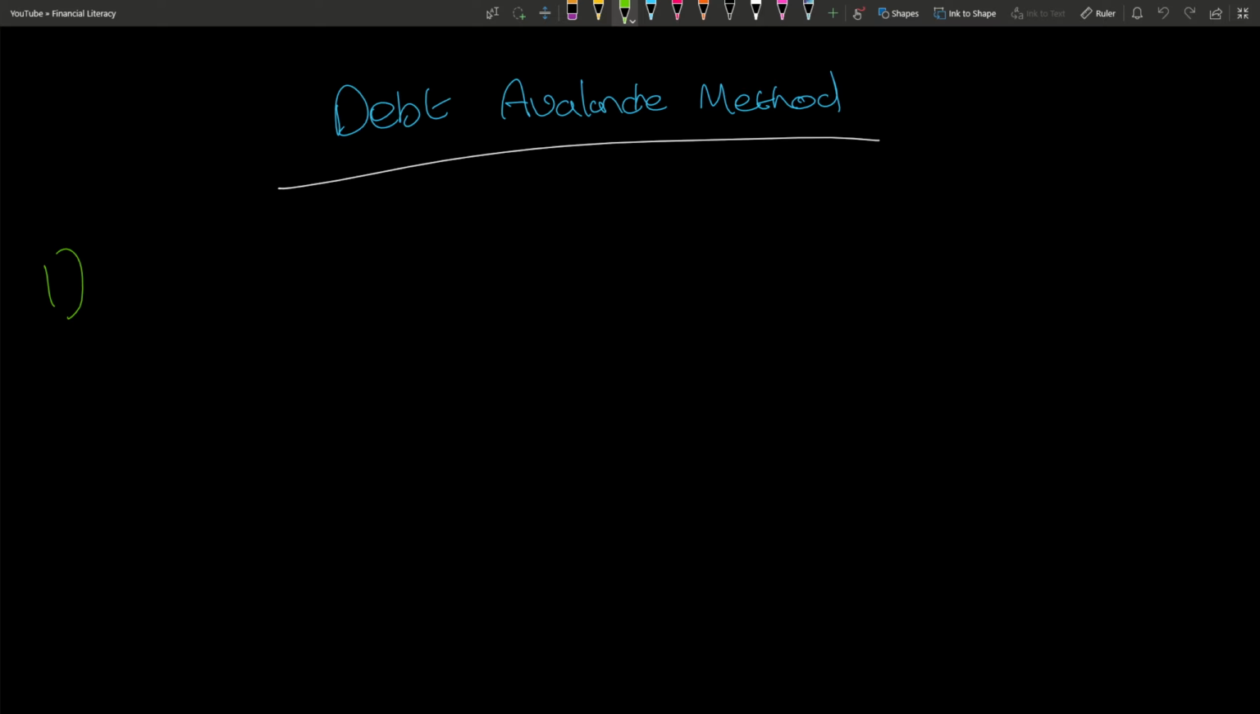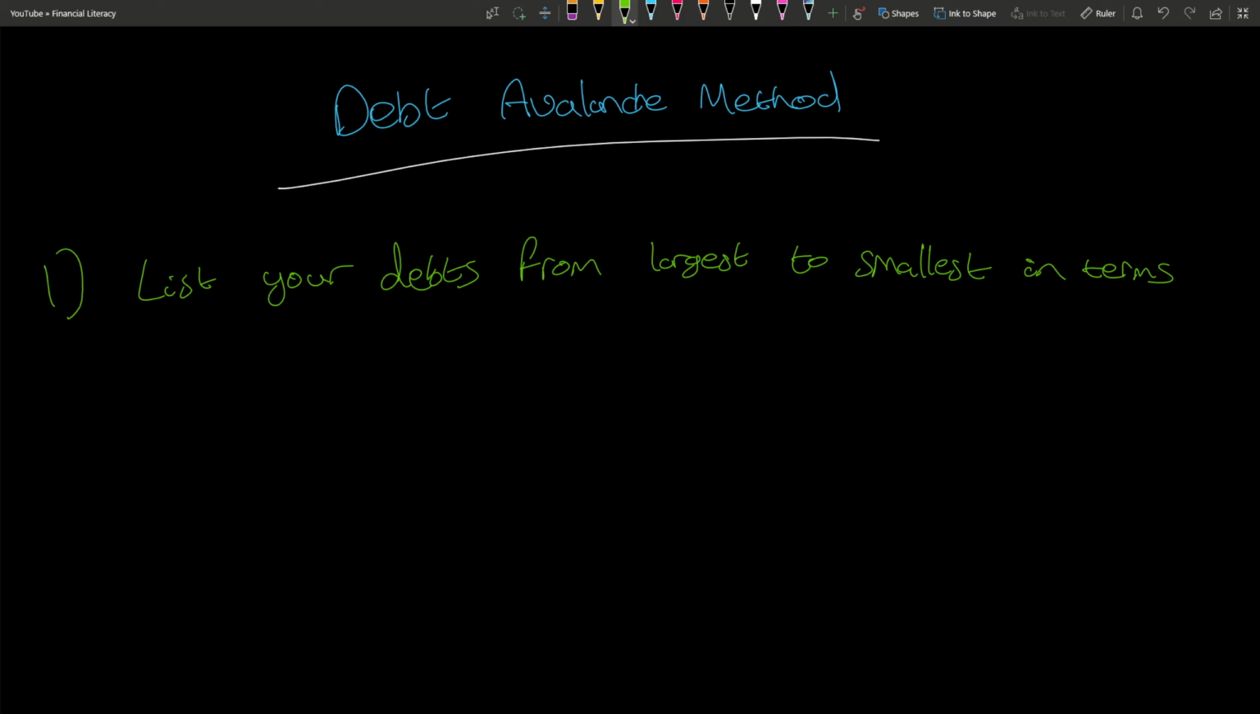So step one is to list your debt from largest to smallest in terms of interest rate. So regardless of the actual principal to be paid.